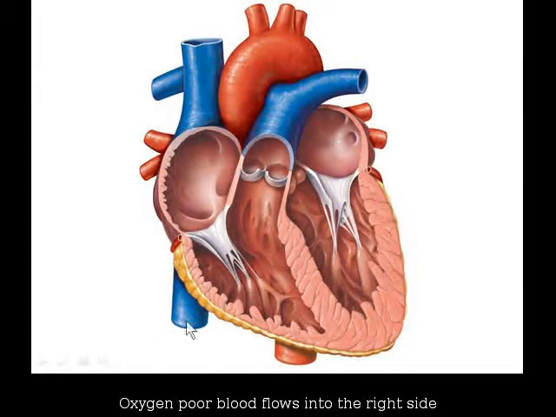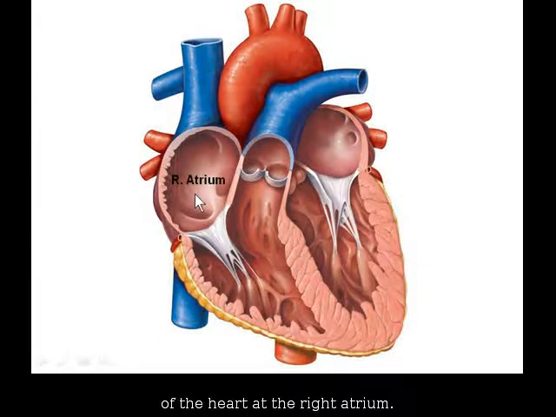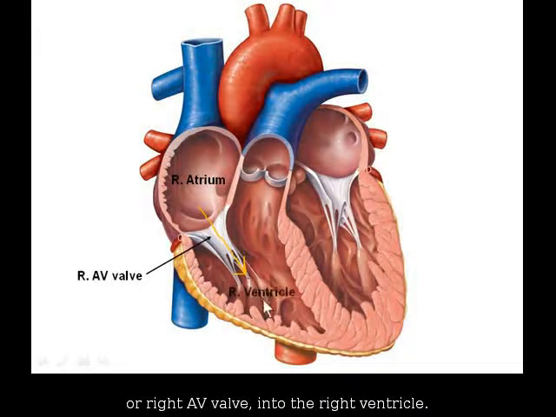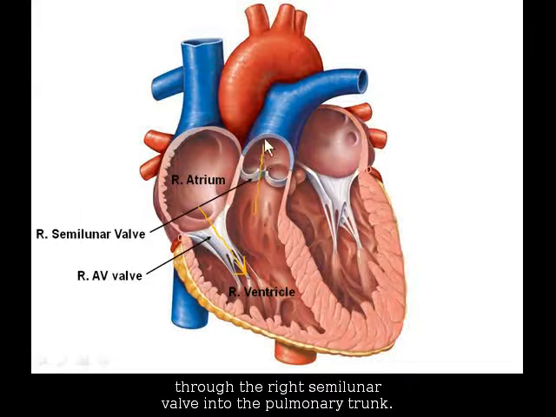Oxygen-poor blood flows into the right side of the heart at the right atrium. Blood passes through the right atrioventricular valve, or right AV valve, into the right ventricle. As the ventricles contract, blood is forced through the right semilunar valve into the pulmonary trunk.